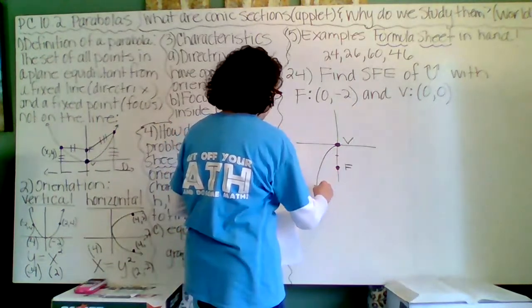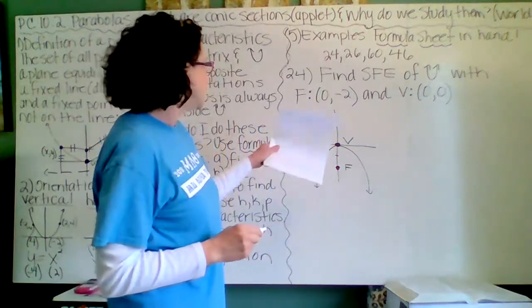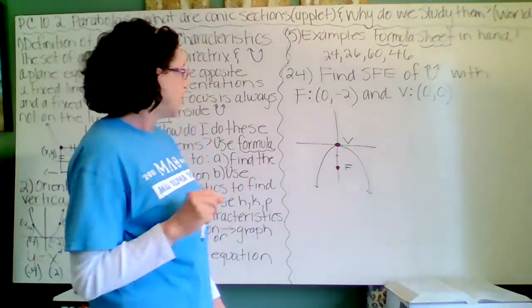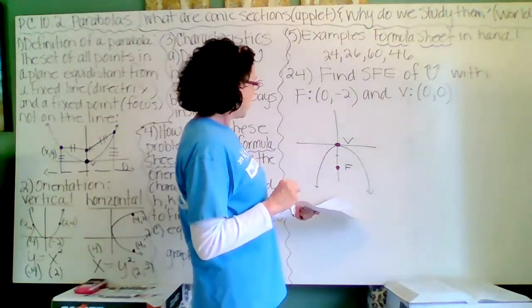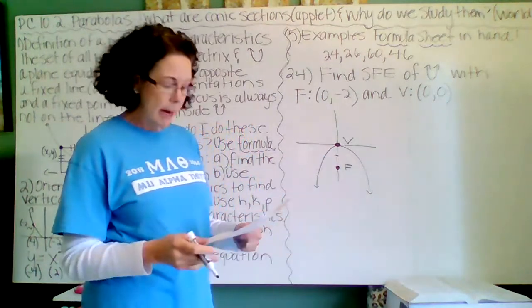So I know that my parabola goes downward. That is a vertical orientation. And I know when I'm done writing the equation that my P will be negative because the parabola goes downward. If the parabola went upward, the P would be positive.